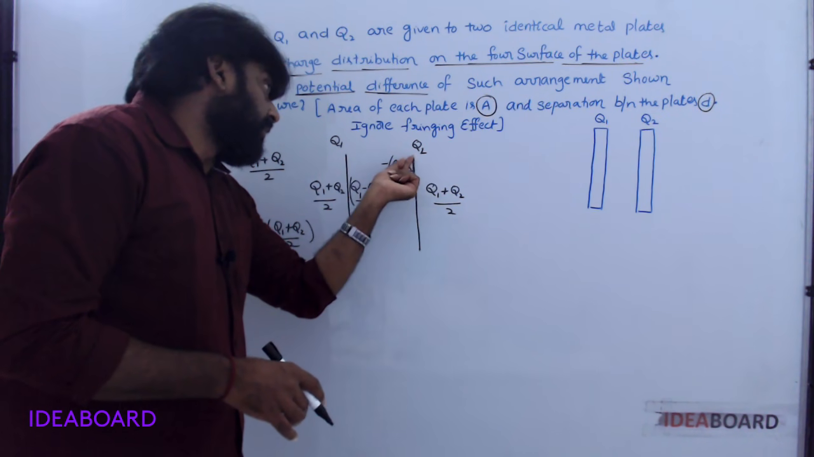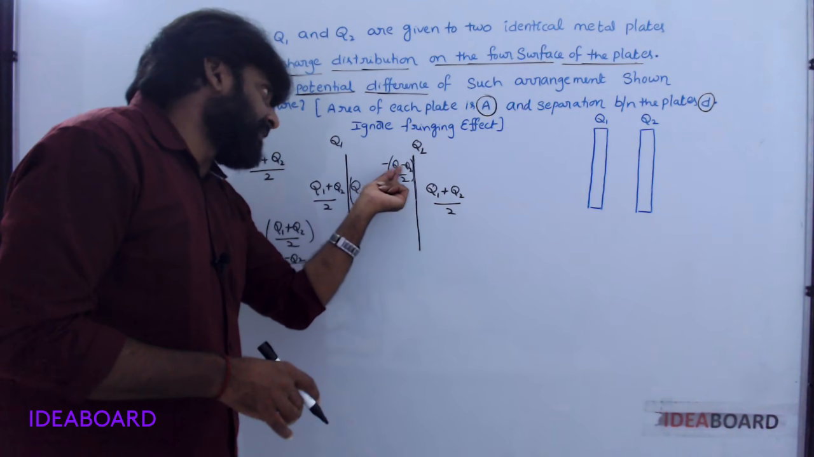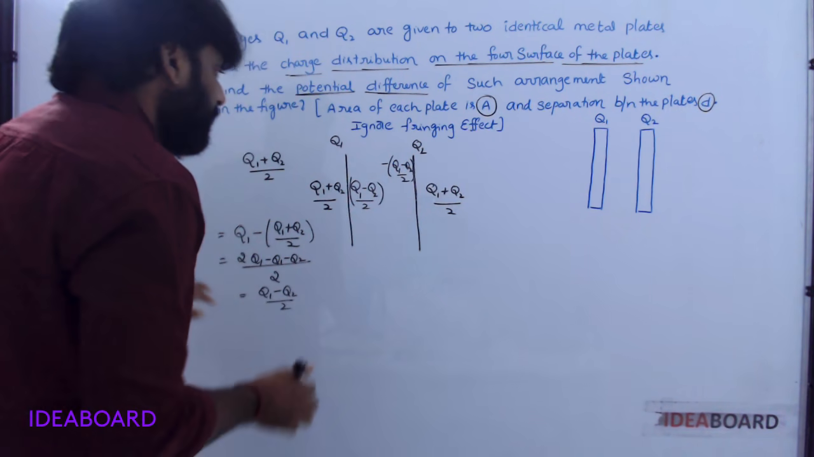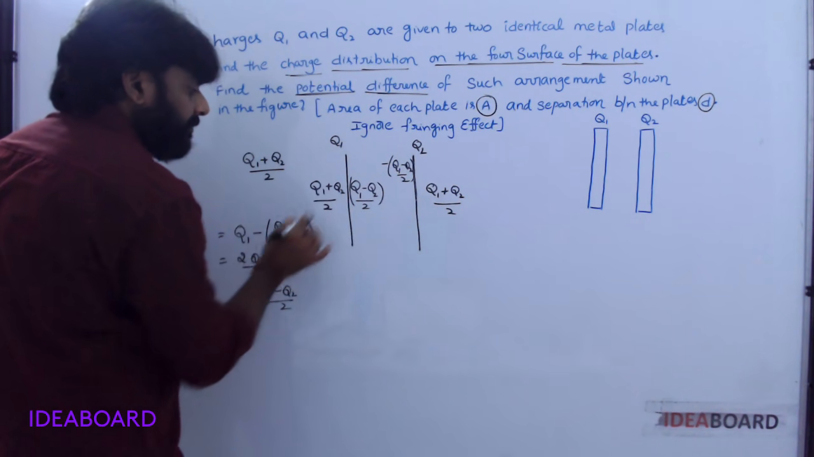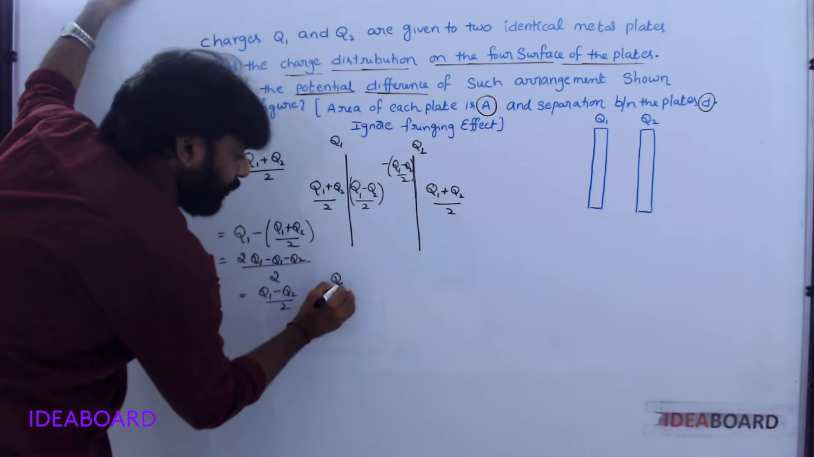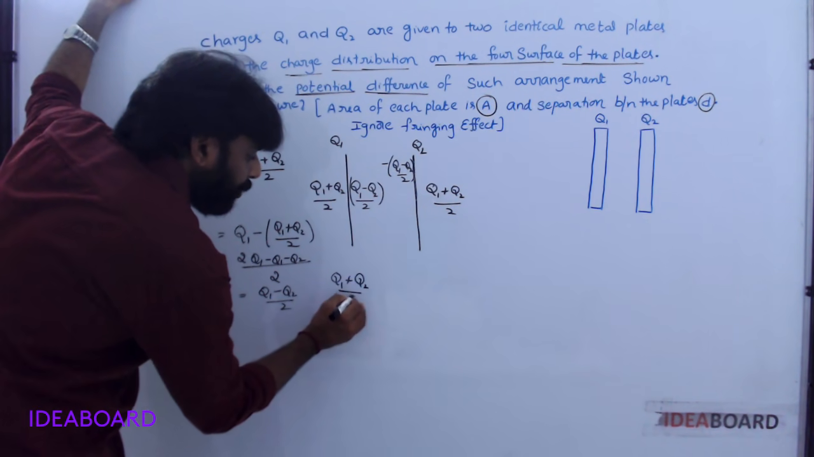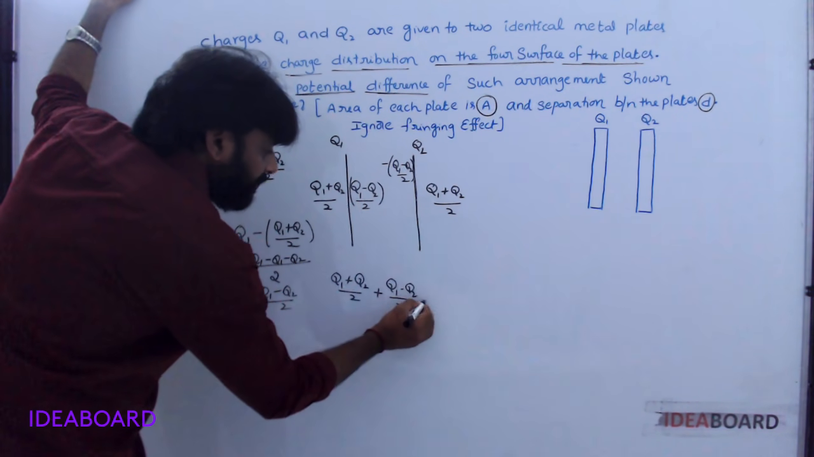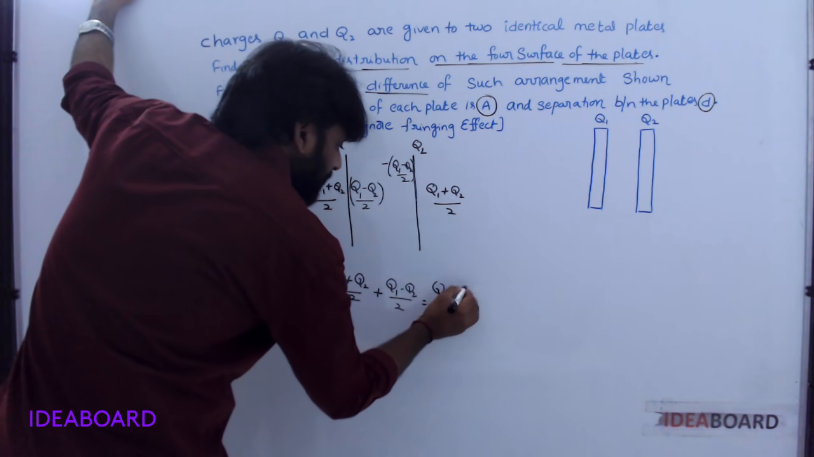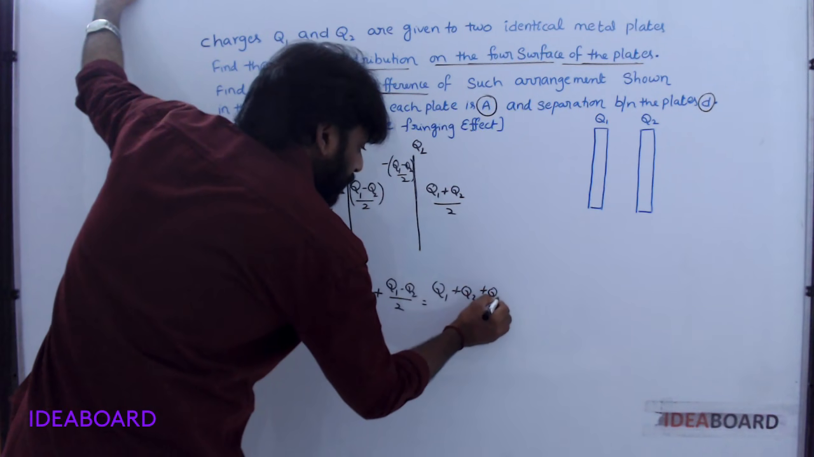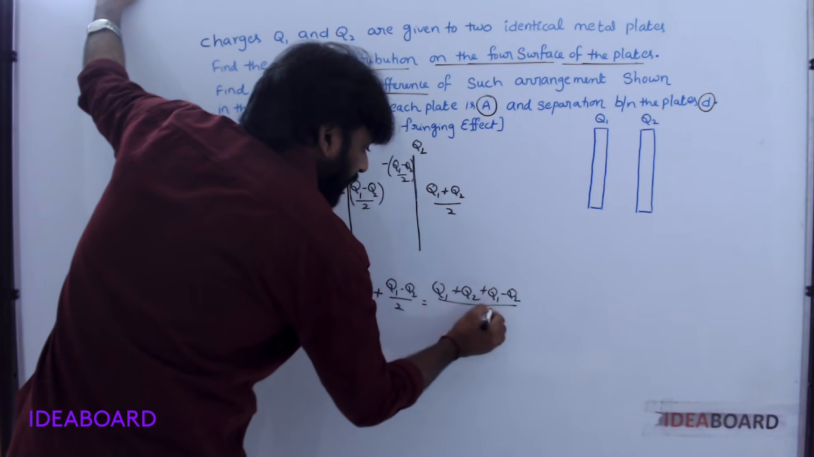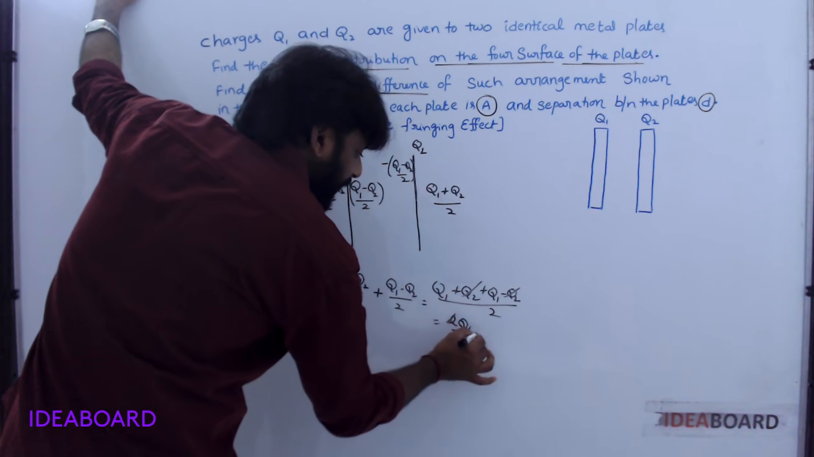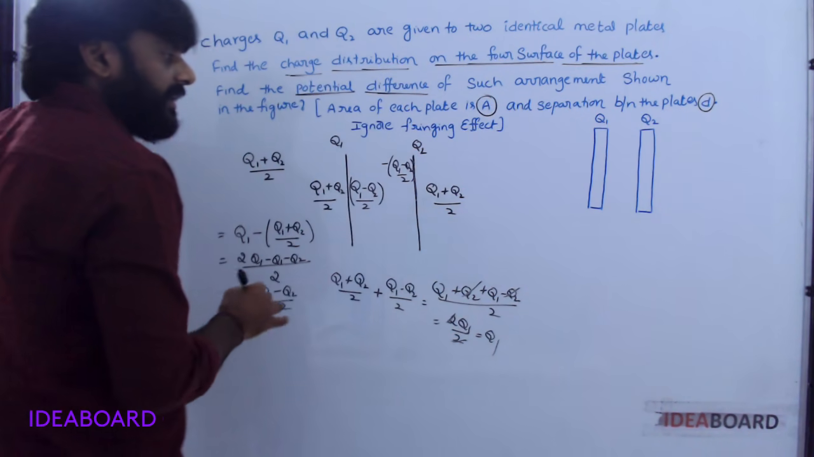So in this case the individual one is minus (Q1 minus Q2) by 2, and outer as well Q1 plus Q2 by 2. See, if these two are added: (Q1 plus Q2) by 2 plus (Q1 minus Q2) by 2. So Q1 plus Q2 plus Q1 minus Q2, by 2. These two cancel, so 2Q1 by 2, the 2s cancel, Q1. It is satisfied.